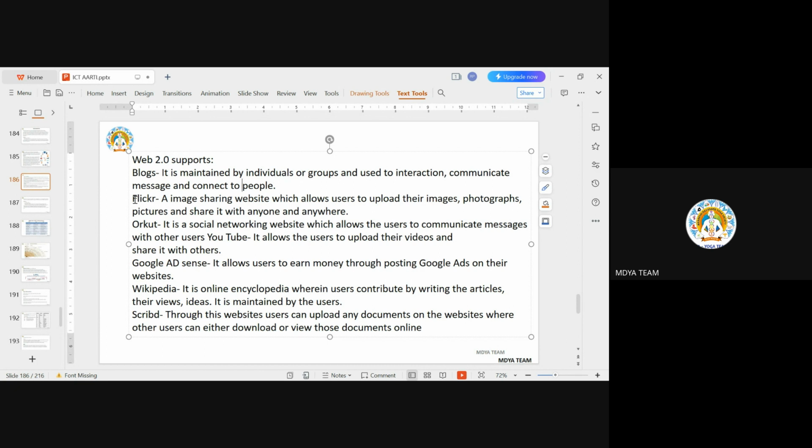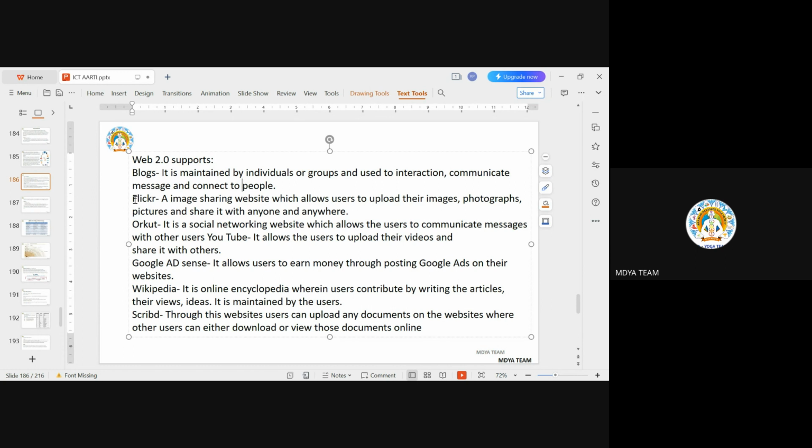Web 2.0 supports blogs, where a group of people or individuals can interact and communicate messages. It can communicate through messages, or connect to people through the blogs.